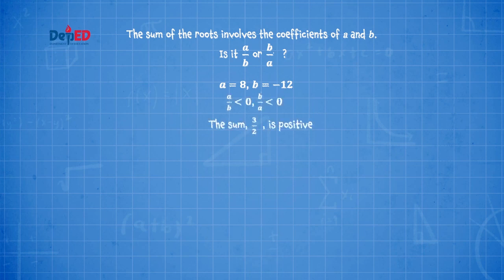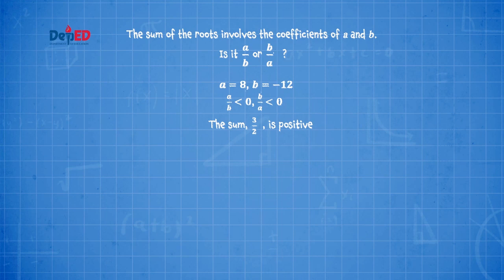But if we pursue our assumption that two coefficients are involved, and definitely c is not one of them, then the sum of the roots involves the coefficients a and b. But is it a over b or b over a? Take note, the sum is an improper fraction. In the equation, the coefficient a is positive, while the coefficient b is negative. They are of opposite signs, which means that the quotient will be negative. However, the sum 3 over 2 is positive. So this implies that we should get the negative of the quotient of the two coefficients.